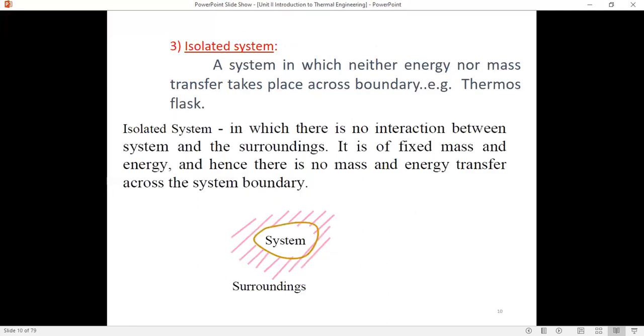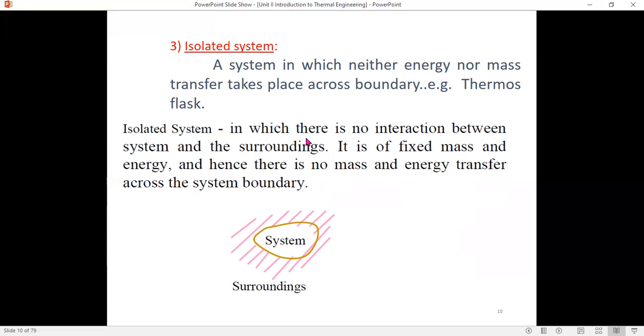And the last one is the isolated system. It is a system in which neither energy nor mass transfer takes place across the boundary. An example is the thermoflask. As I told you, we generally see these in our day-to-day lives. We just have to observe consciously. When we see our thermoflask, it is an isolated system, right? Where neither energy nor mass transfer takes place.